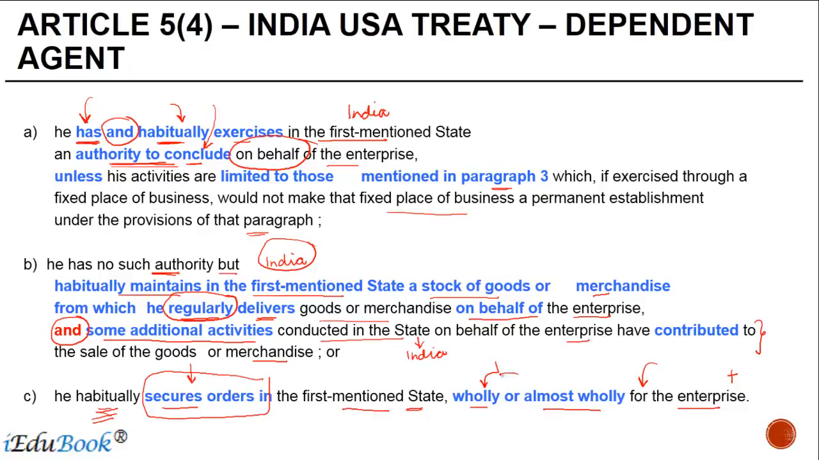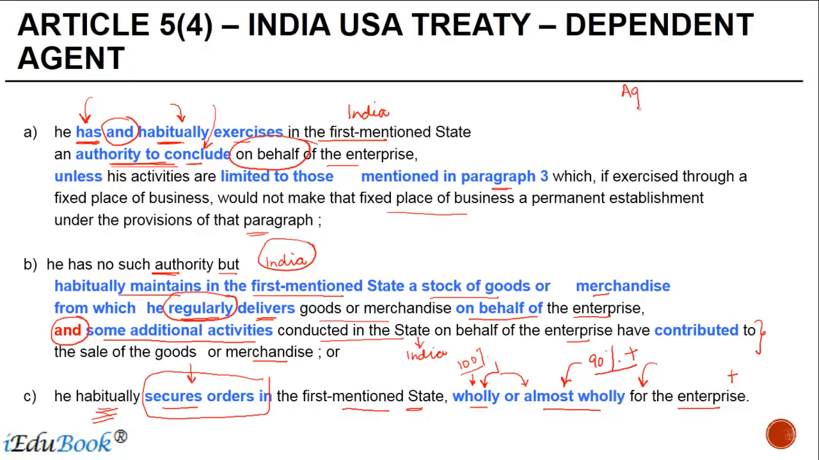Wholly or almost wholly has also been interpreted in several decisions. And what they have said is that it should be something like either 100% when you talk about wholly, and when you talk about almost wholly, it should be at least 90% or more. Unless this is the case, you cannot say that the agent is securing orders wholly or almost wholly for the enterprise. Now, when you say wholly or almost wholly, what is going to happen?